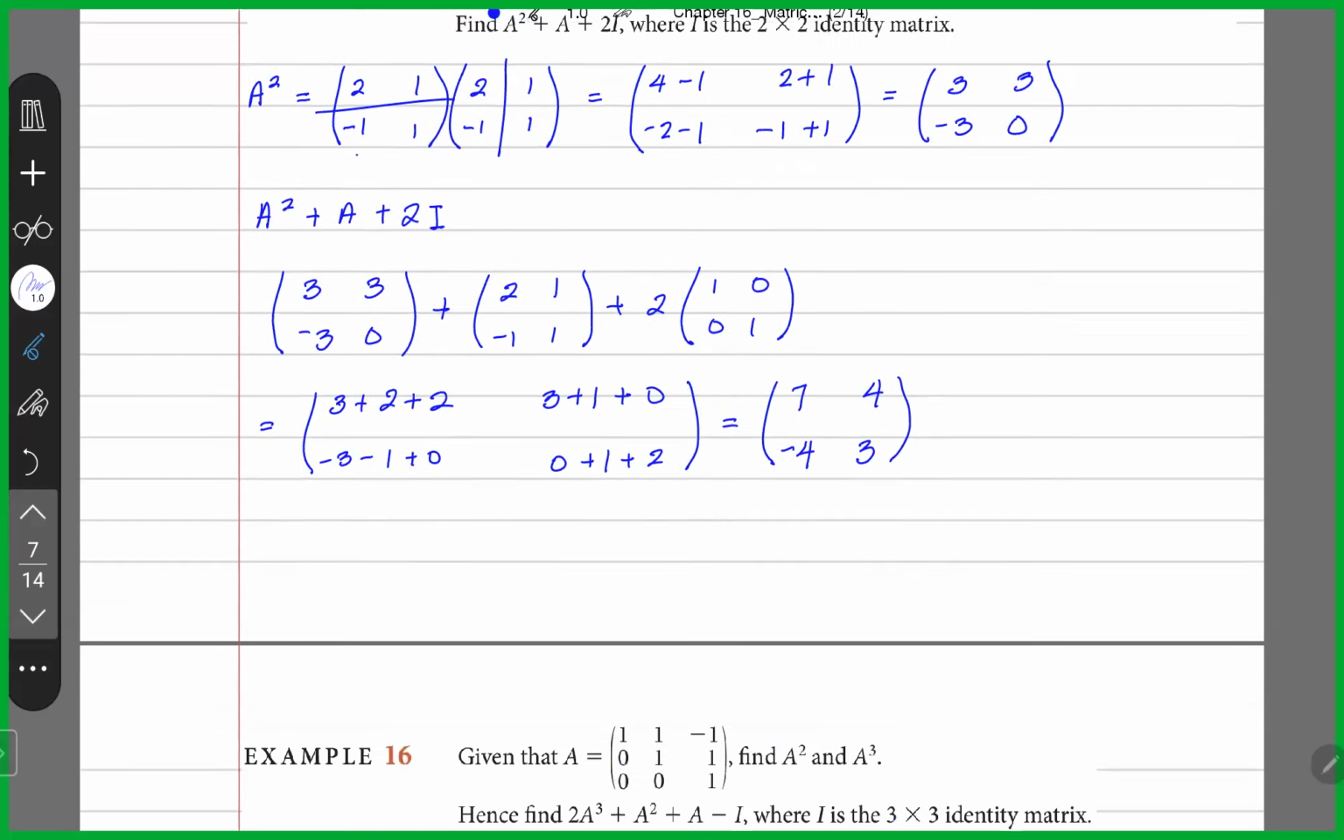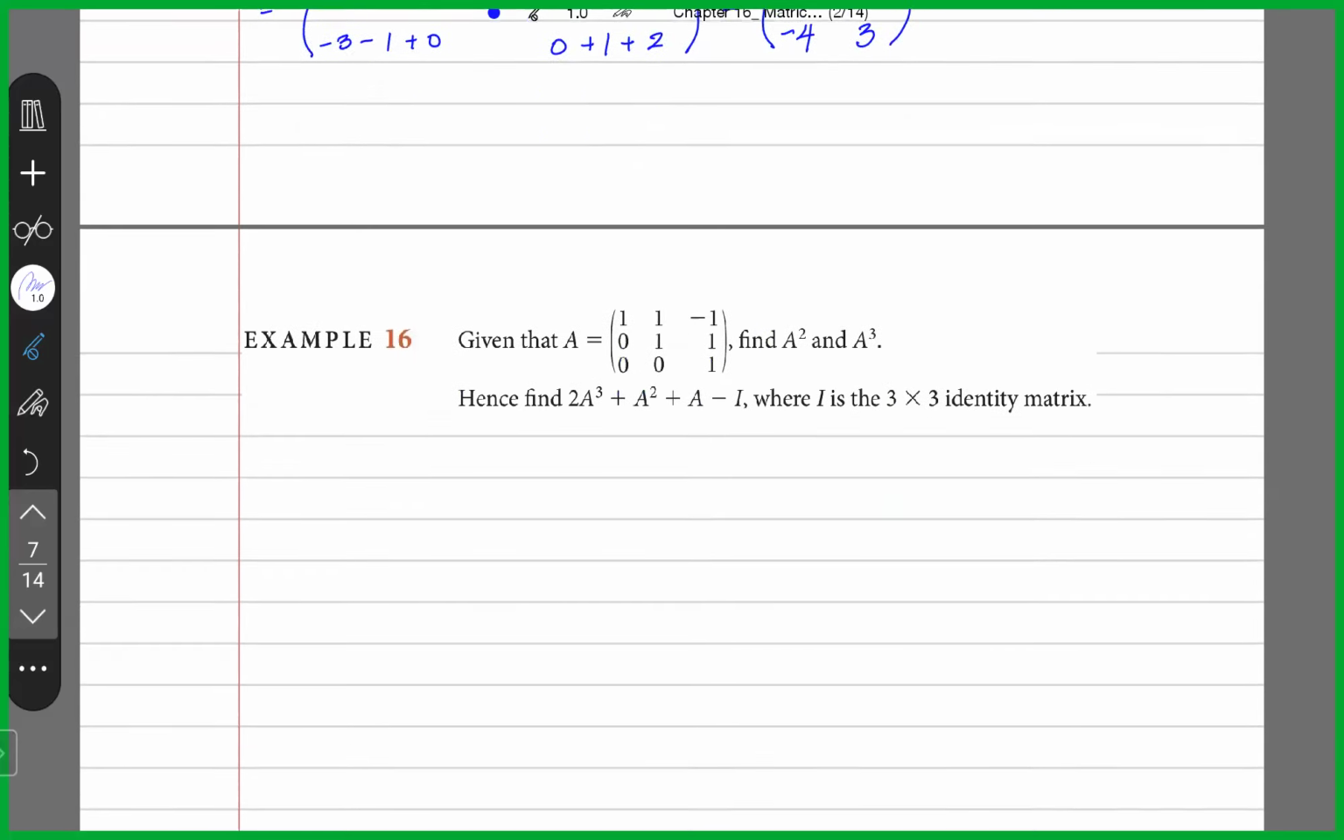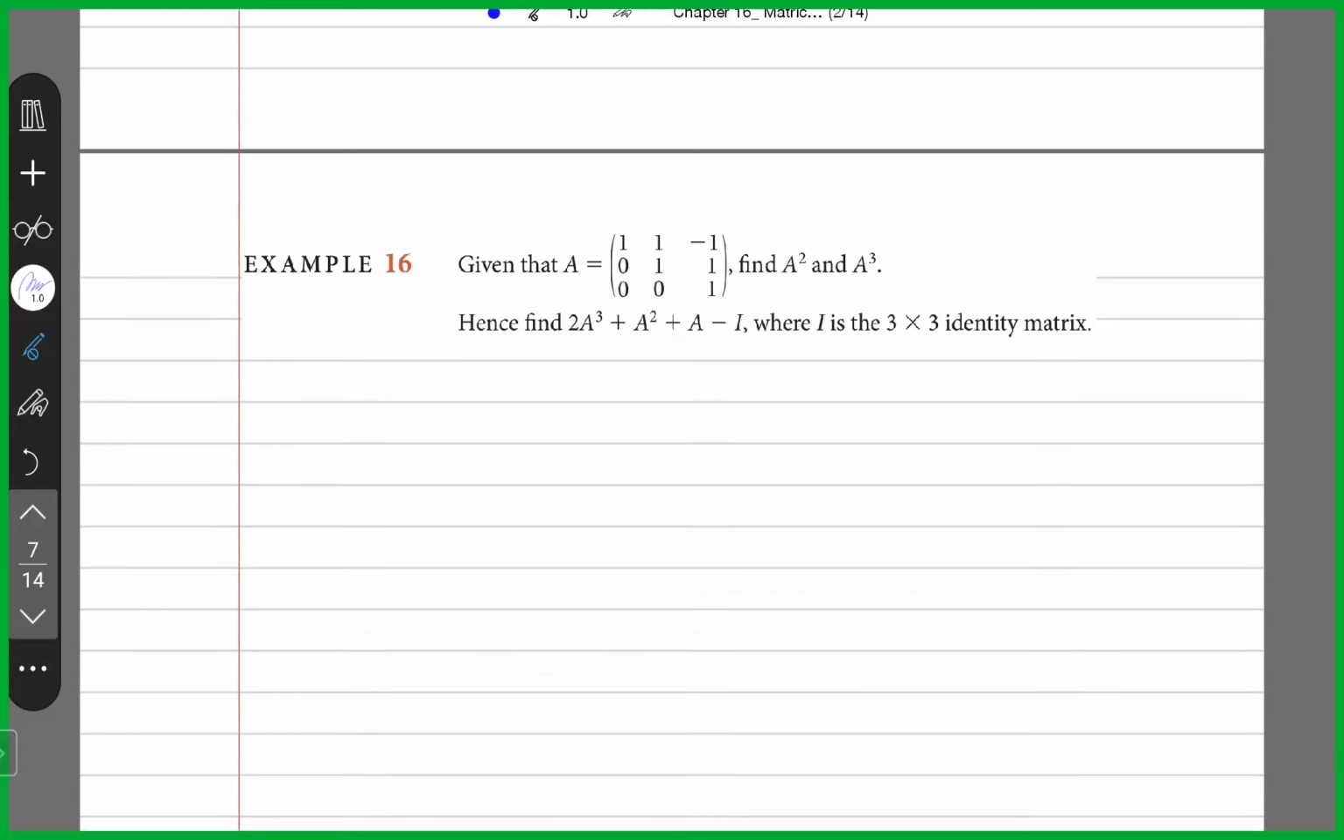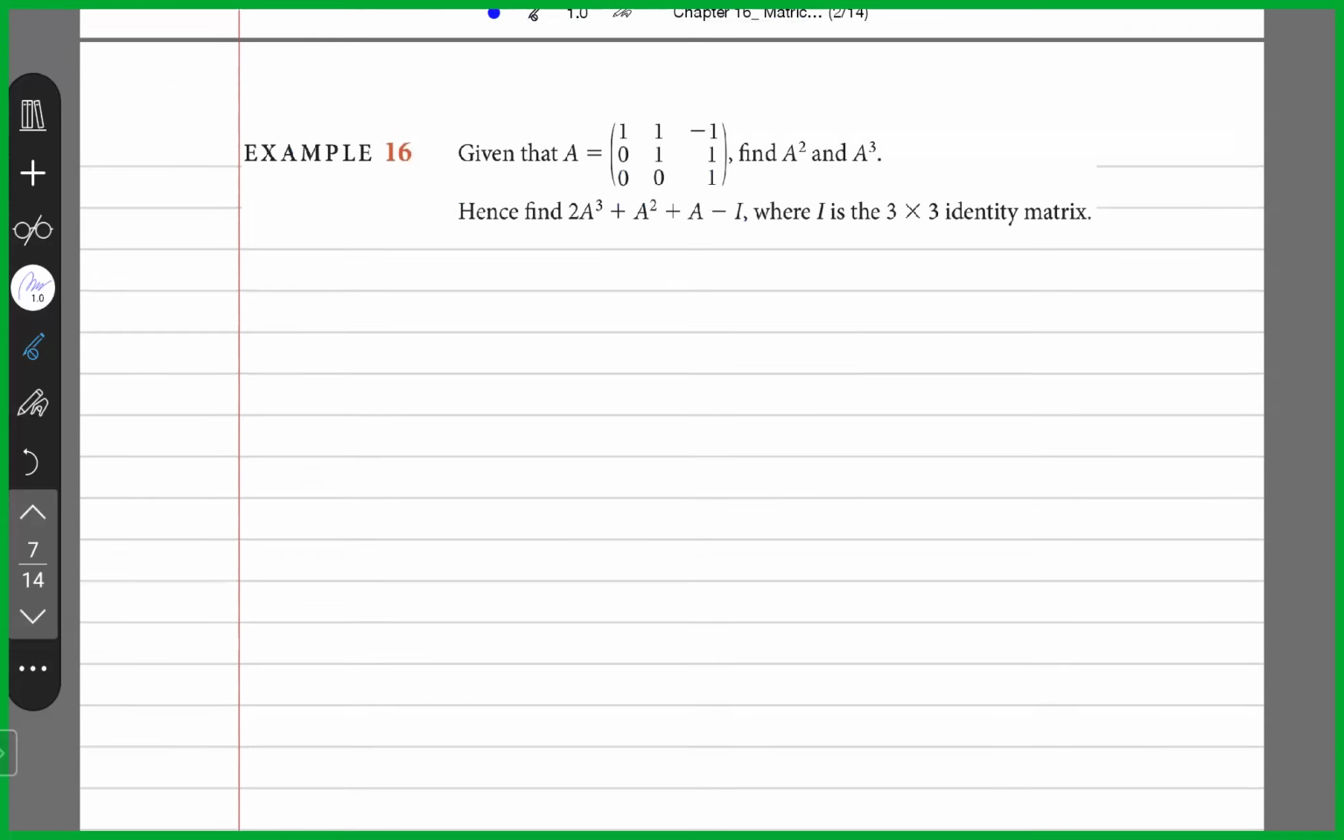Moving on. All right, here in example 16, we're asked to find A squared and A cube. So A squared is A times A.